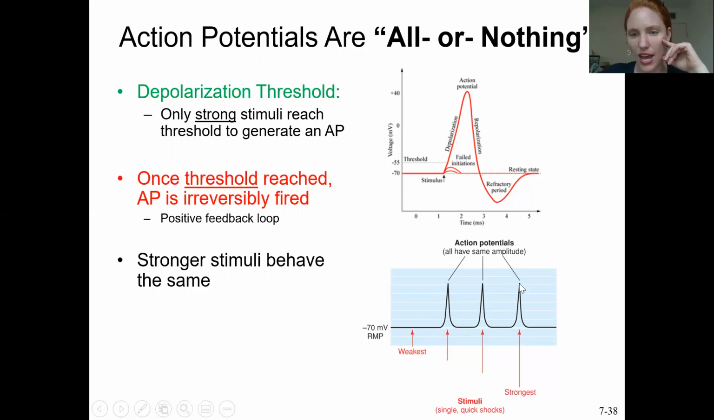If you look at the amplitude here, the change in voltage is exactly the same. Whereas graded potentials vary in the change in voltage and the amplitude on the chart. So even with the strongest stimulus, they look the same as this one.